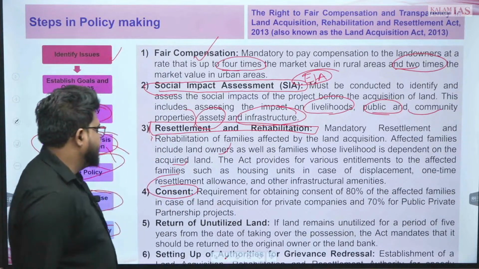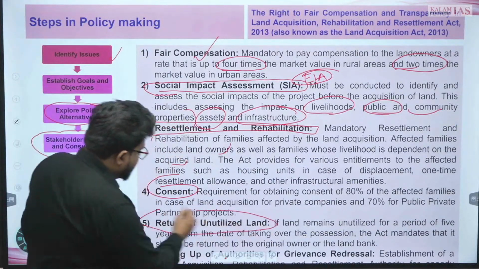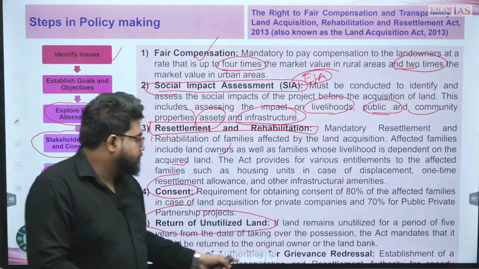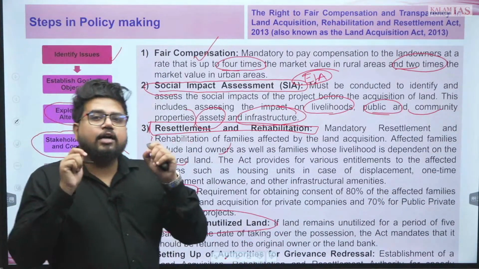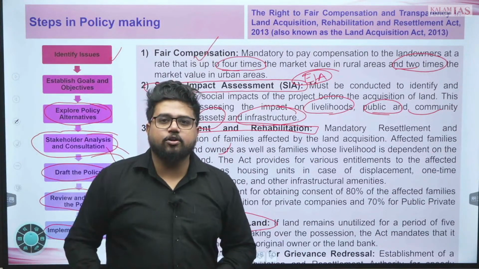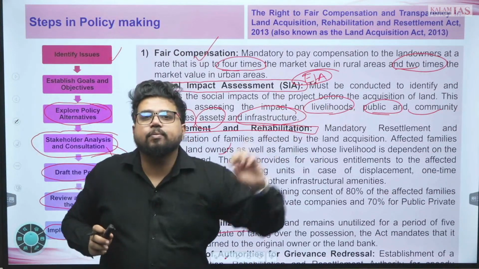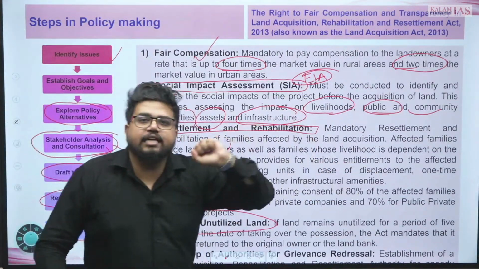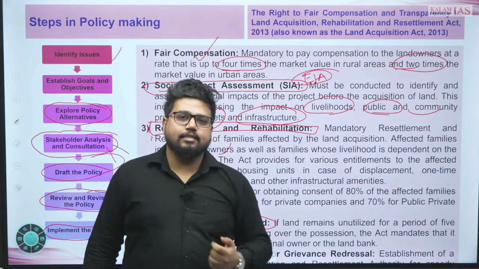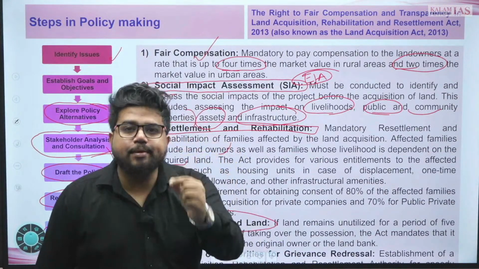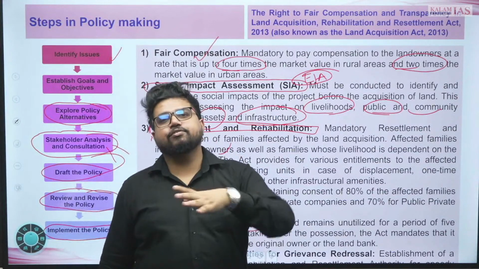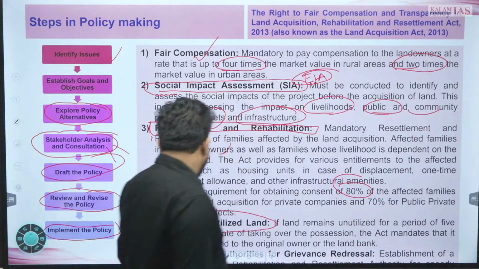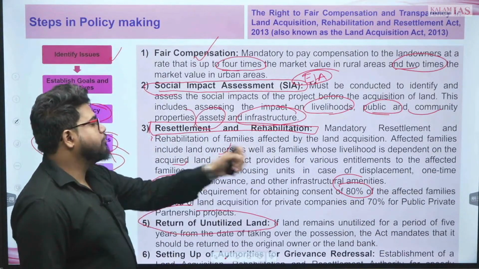Consent should be of primary importance. Return of unutilized land should also be important. This policy says that if within a period of 5 years the acquired land is not utilized for the particular project, it should be returned to the people from whom it was acquired. Consent also has quantification. Whose consent? How many persons' consent? If one person objects, can you overrule the project? It is 80% of the affected families in the case of land acquisition for private companies.